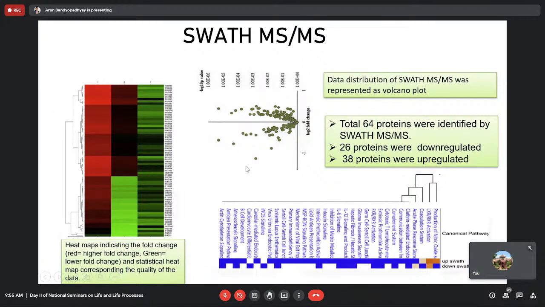This was done in NCL Pune in our CSIR laboratory, in Mahesh Kulkarni's lab. Mahesh has nicely shown that 64 proteins were identified in the SWATH MS/MS, of which 26 proteins are downregulated and 38 proteins are upregulated. SWATH is the Sequential Window Acquisition of all Theoretical mass spectra. So it's a very powerful tool.